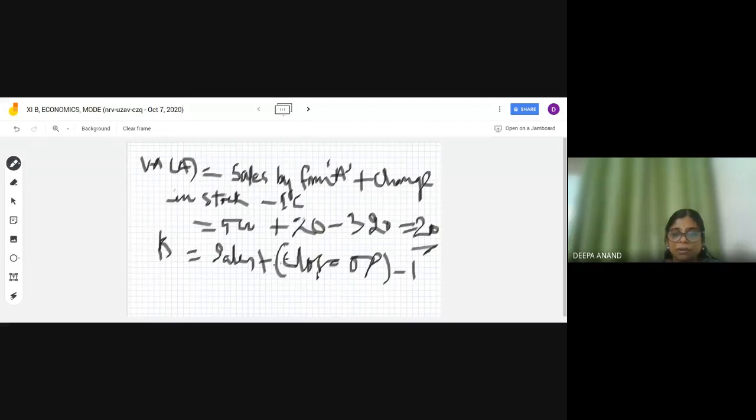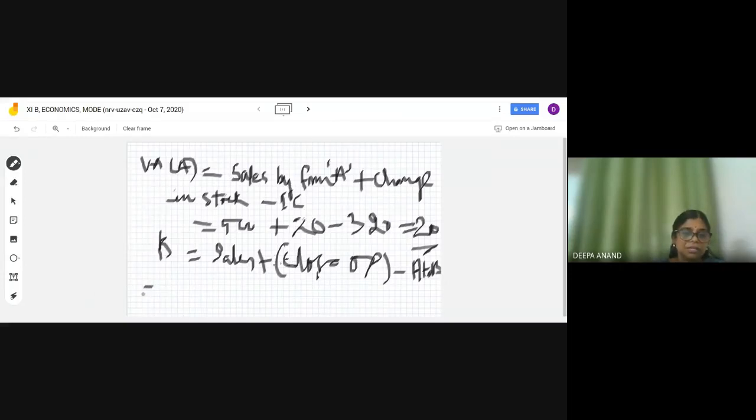Okay, that is 200. So instead of intermediate consumption, you try to write the words which are given in the question. Sales by firm A to B minus sales by firm A to B. So your equation is made.